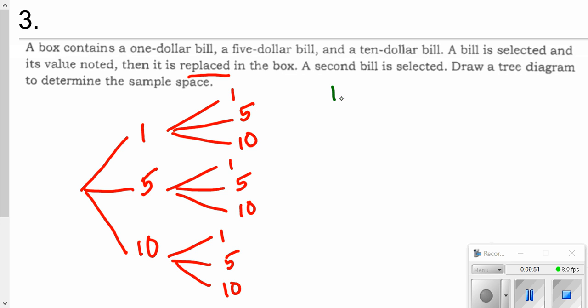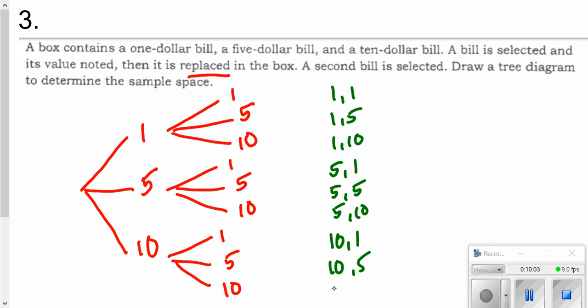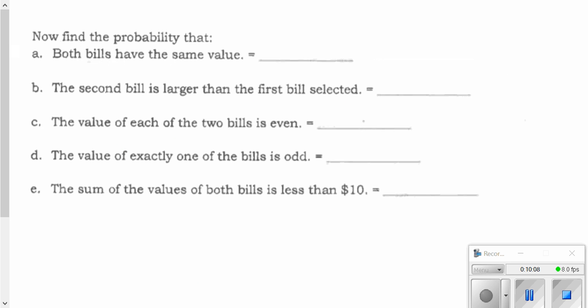I could draw a 1 with a 1, a 1 with a 5, a 1 with a 10, 5 and then 1, 5 and then the 5 again, 5 and then the 10, a 10 and then a 1, a 10 and then a 5, the 10 drawn twice. That's my sample space.